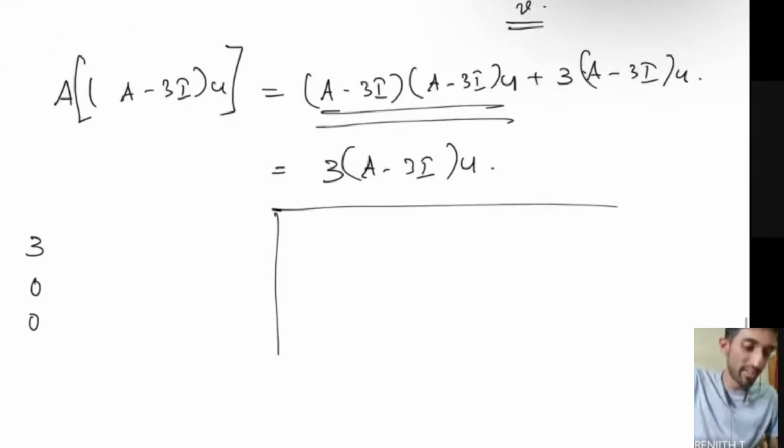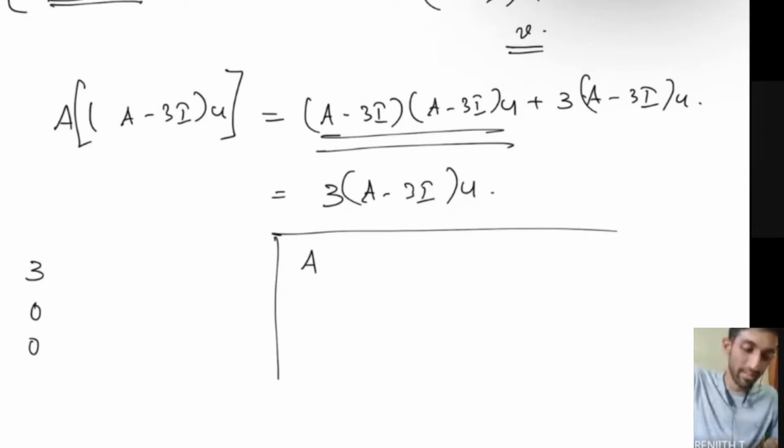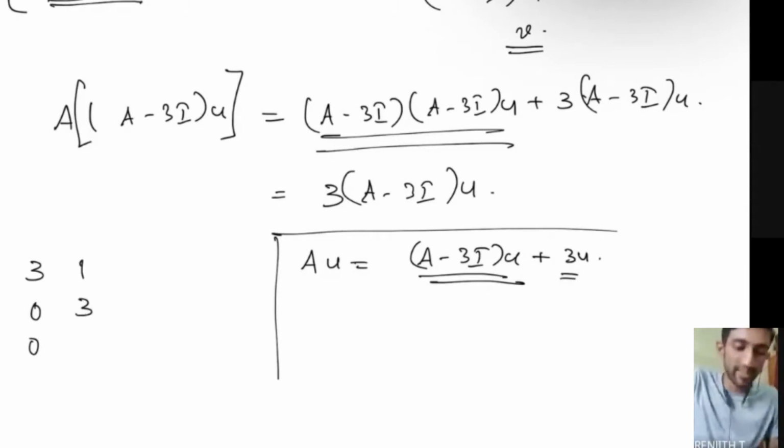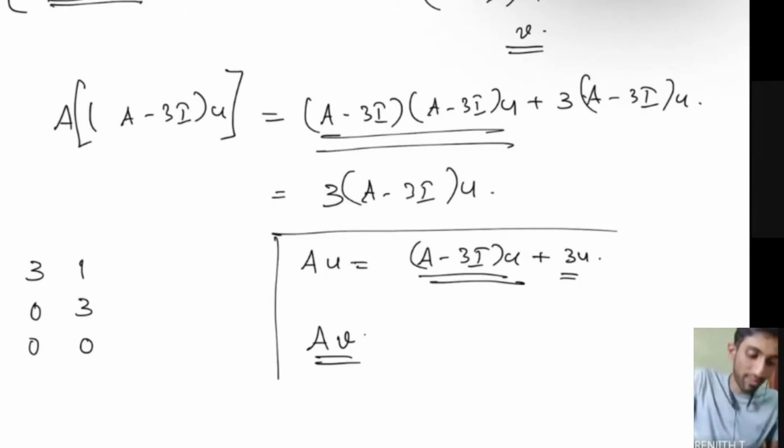And what is the image of the second one? What will be the second one? Au. Au will be (A minus 3I)u plus 3u. So here, 1 times the first element plus 3 times the second element. So it will be 1, 3, 0.